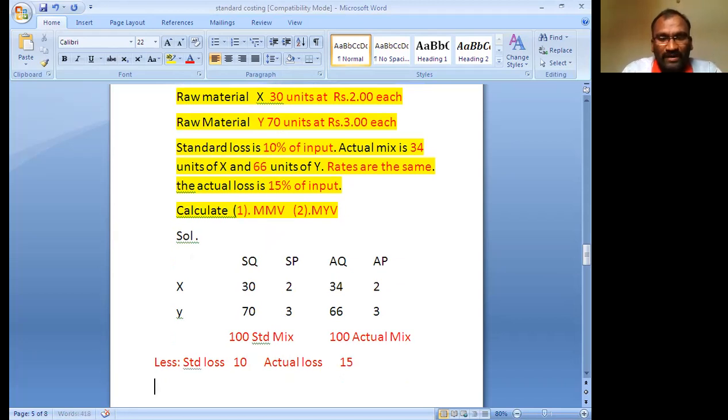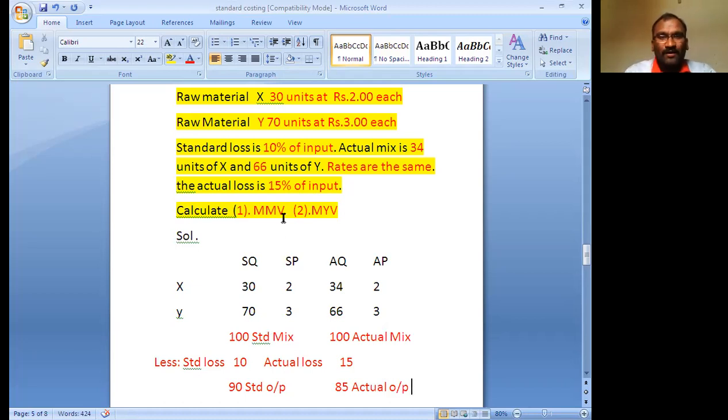So now you get the output: 100 minus 10 gives 90. 90 is the standard output. And 100 minus 15 gives 85. That is the actual output. Here you have the actual output and the standard output.